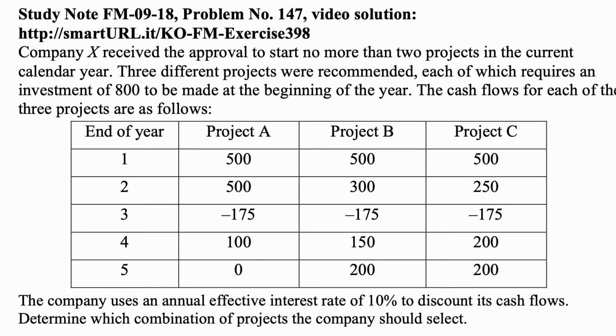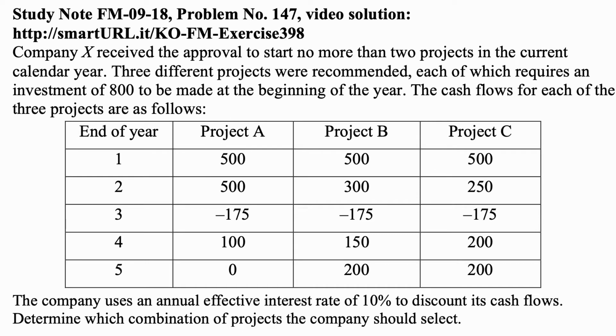For exam FM, Financial Mathematics, Company X received the approval to start no more than 2 projects in the current calendar year. 3 different projects were recommended, each of which requires an investment of $800 to be made at the beginning of the year. The cash flows for each of the 3 projects are as follows. So Project A has cash flows of $500 first year, $500 second year, -$175 in the third year, $100 in the fourth year, and $0 in the fifth year.